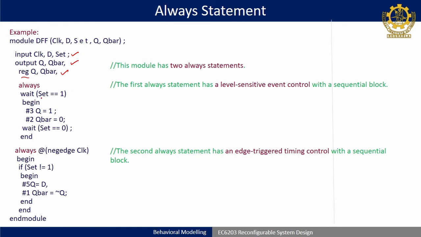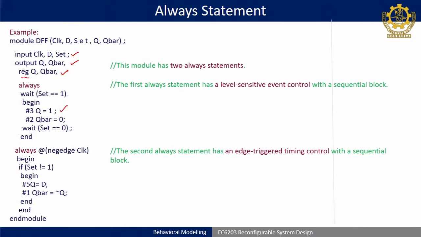Okay. So, this always block waits until the condition set is equal to 1 is met. Once it is met, then Q will become 1 after 3 time units and Q bar will become 0 after 2 time units. And after that it will again wait for set equal to 0. So, when set equal to 1, this particular flip flop is driving a preset output, that means Q is becoming high.